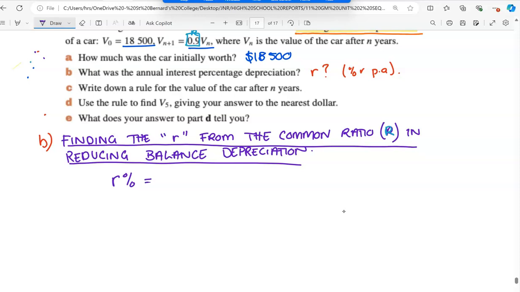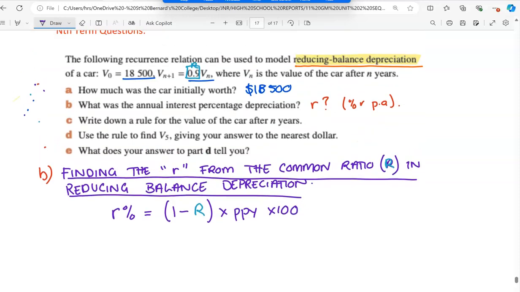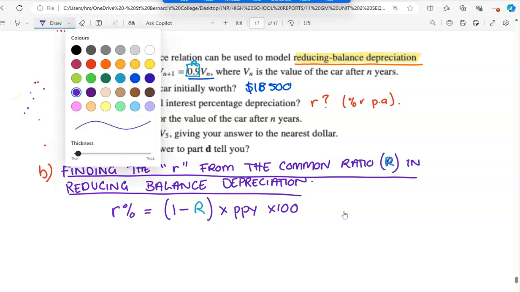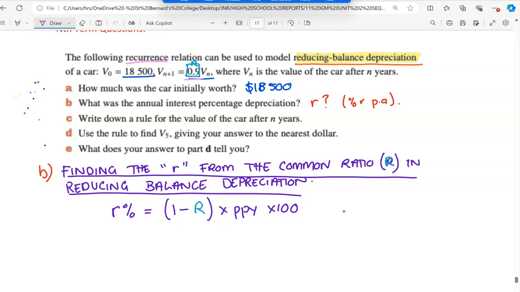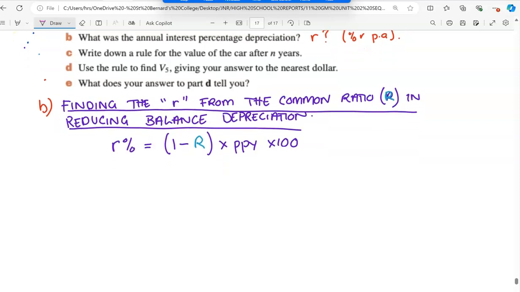So it says percentage rate is 1 minus that R value, which you should be able to see, and then you times it by the PPY, and then you times it by 100. Now up here, when they gave the recurrence relation, they said this was for years, so you know PPY is 1 there. If they'd said it was a relationship for monthly, you would know PPY is 12. All right, so in our example, let's do that.